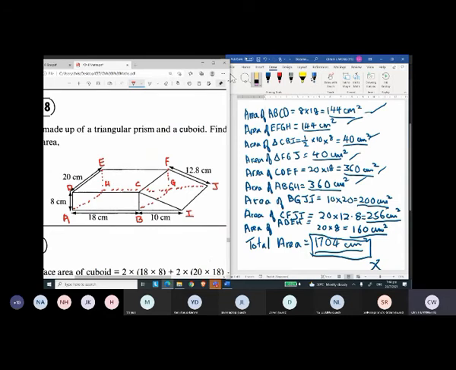I ask you one question. Is this a prism? Why do you say yes? Because the sides are the same. Top and bottom, same.